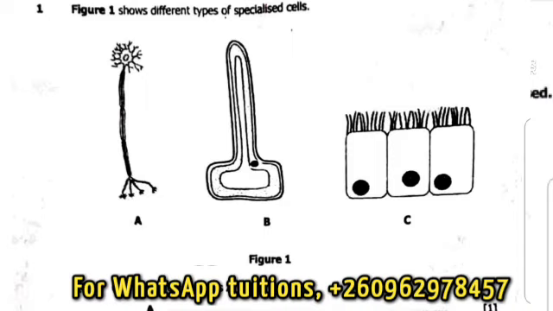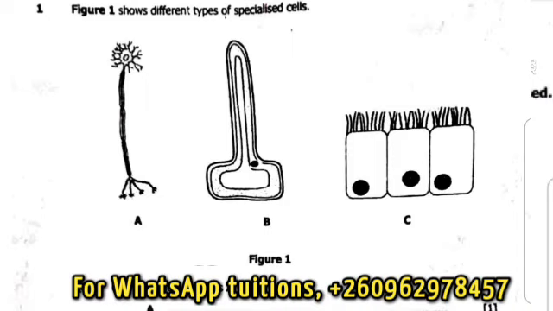Take it from me, cell A is a neuron. And we have 3 types of neurons. For those of us who don't know the meaning of the word neuron, a neuron is simply a nerve cell, those cells that transmit electrical impulses through our bodies. So, here we have cell A, which is a neuron. But we have 3 types of neurons. We have sensory neuron, motor neuron, and relay neuron.